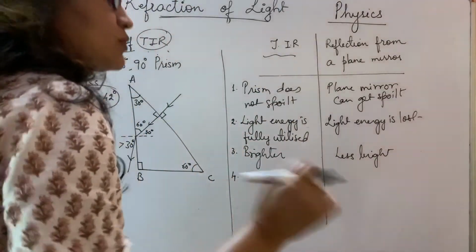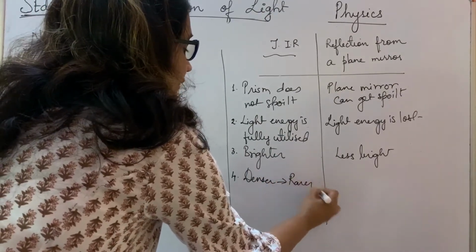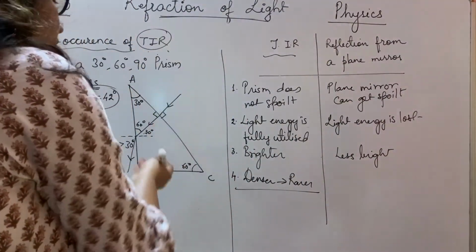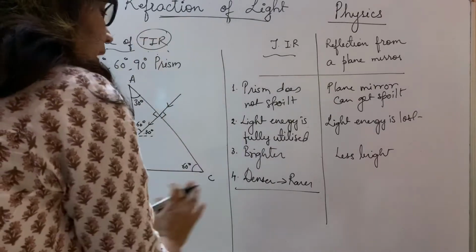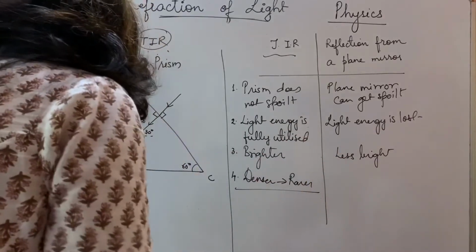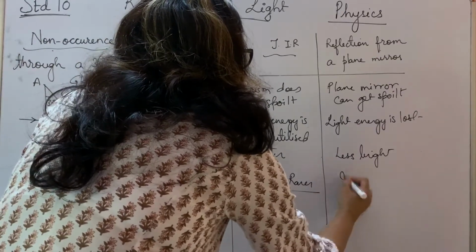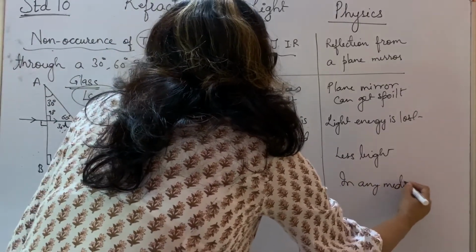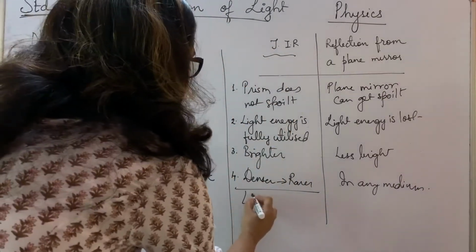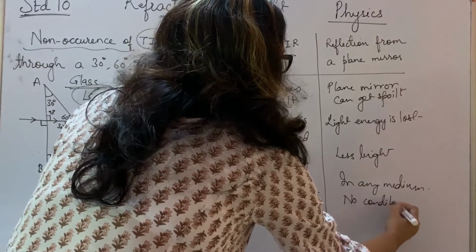And now when does this take place? TIR will take place only when there is a condition for it: whenever light is traveling from denser to rarer medium. It means it has to go from the prism, it has to go out, that is from denser to rarer. Now in this case we showed there is no TIR, but basically total internal reflection will occur only when light is traveling from denser to rarer medium, whereas reflection will take place in any medium, and there is no condition for it. And also TIR will take place only when the angle of incidence is greater than the critical angle. Here there is no condition for the angle of incidence.